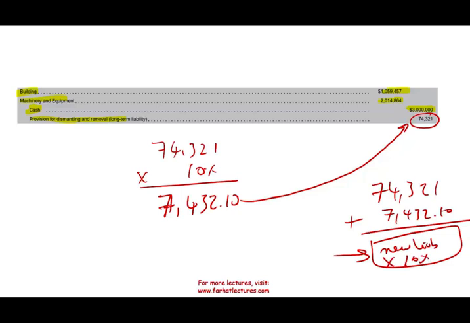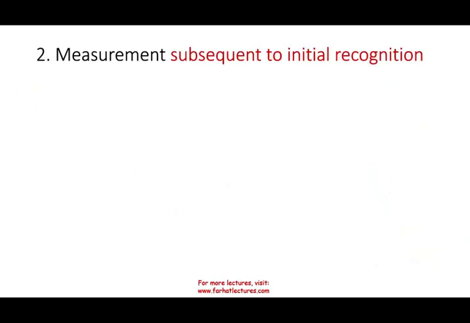Then we multiply it by 10%. We debit interest expense, credit provision for dismantling and removing. And after 20 years, this account here will be $500,000, which is $100,000 and $400,000. If you'd like to try it, you can try it for 20 years, just to kind of go over the computation to prove it to yourself, okay?